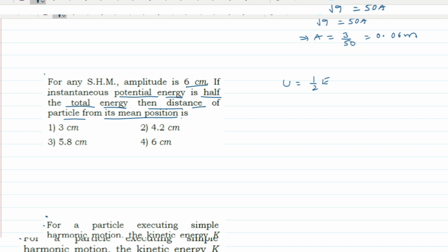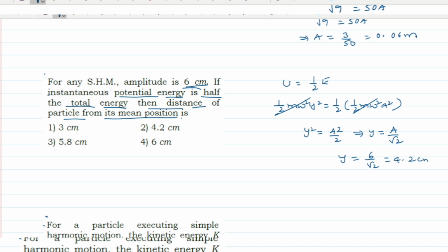That means here instantaneous potential energy means potential energy for a given displacement. Half m omega square y square will be equal to half into total energy, which is half m omega square a square. So you have to cancel this half m omega square on both sides. Then y square equals a square by 2. Then y equals a by root 2. Amplitude is already given as 6 centimeters, so 6 by root 2, which is nearly 4.2 centimeters.